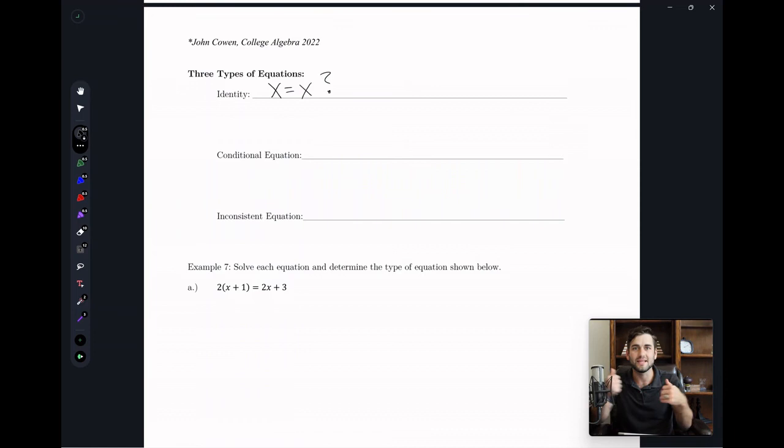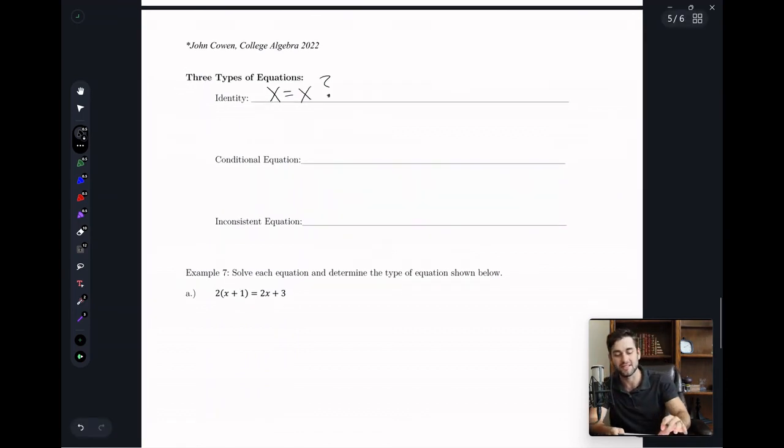What does that mean? Well, that's the identity. That means that x does equal x. 1 does equal 1. 2 does equal 2. That's like a tautology in math. That's the truth. This is true all the time.